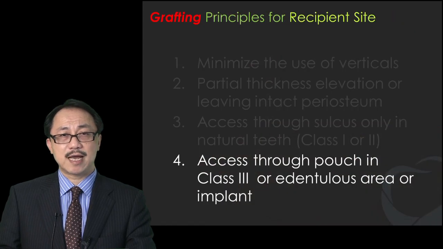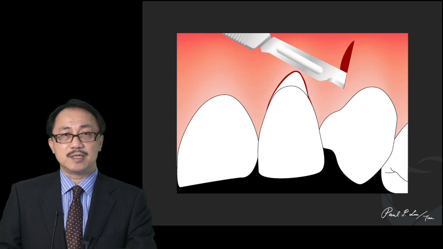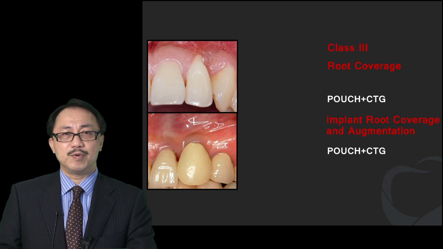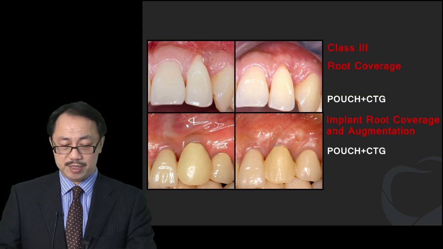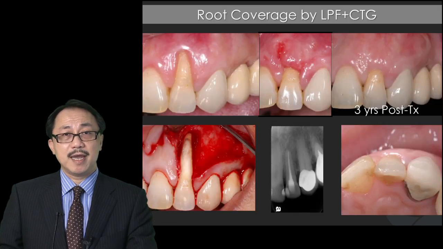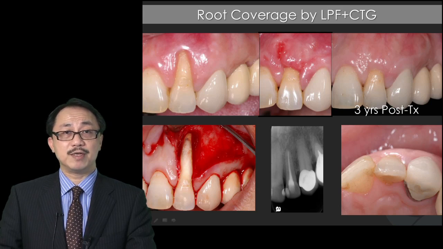Access through a pouch in class 3 or edentulous area or implant. In these instances, I would like to try making the incision from the side instead of from the sulcus. That's why we call it a pouch procedure. Now this is good for root coverage of class 3 Miller classification as well as for implant root coverage and augmentation. Root coverage can be obtained by a laterally positioned flap in conjunction with a connective tissue graft as well.